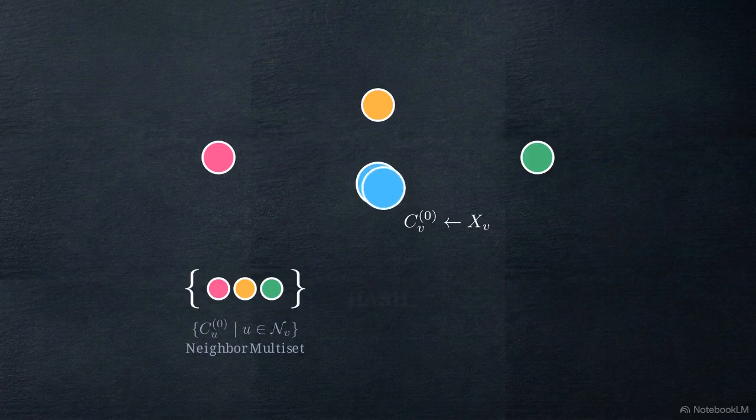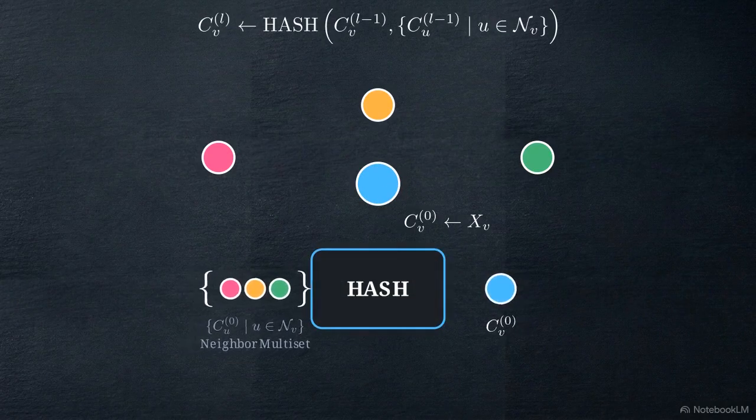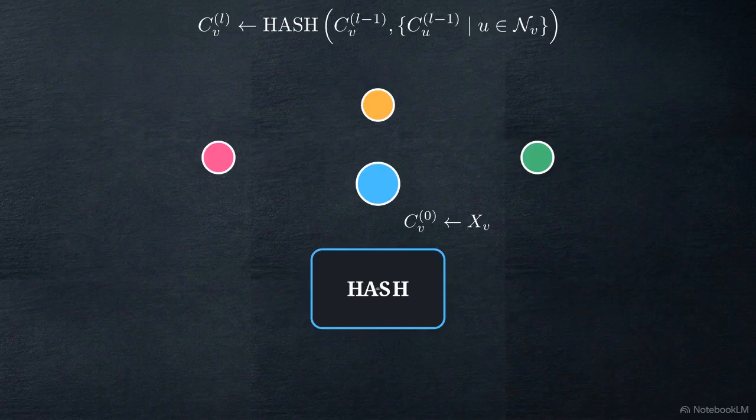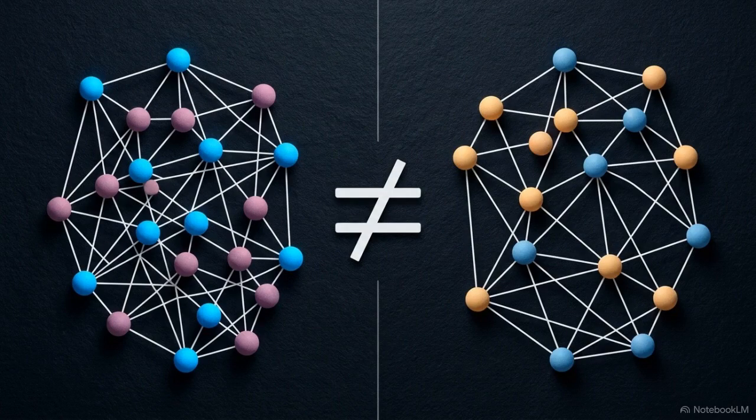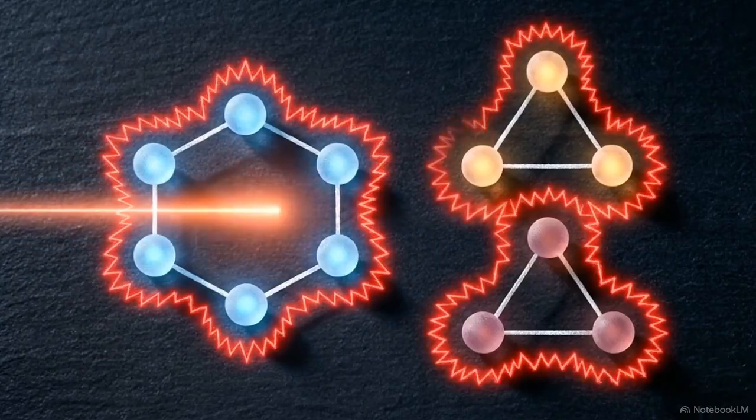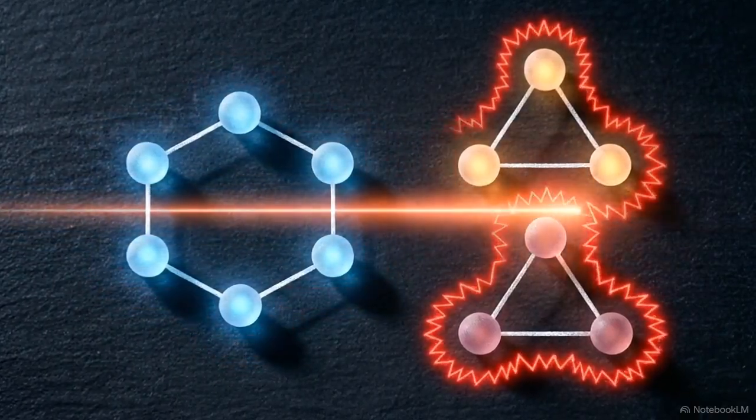The algorithm then takes the root node's own color plus this new multiset of neighbor colors and passes both inputs into a hash function. This hash function is strictly injective. That means every single unique combination of inputs must produce an entirely unique, non-colliding output color for the next step, c_v^(1). You repeat this process across the entire graph for L iterations. If you compare two graphs and find that their final sets of node colors are different, you have mathematically proven the graphs are non-isomorphic. But it is a heuristic. If the final color sets between two graphs remain identical, the test fails to distinguish them.